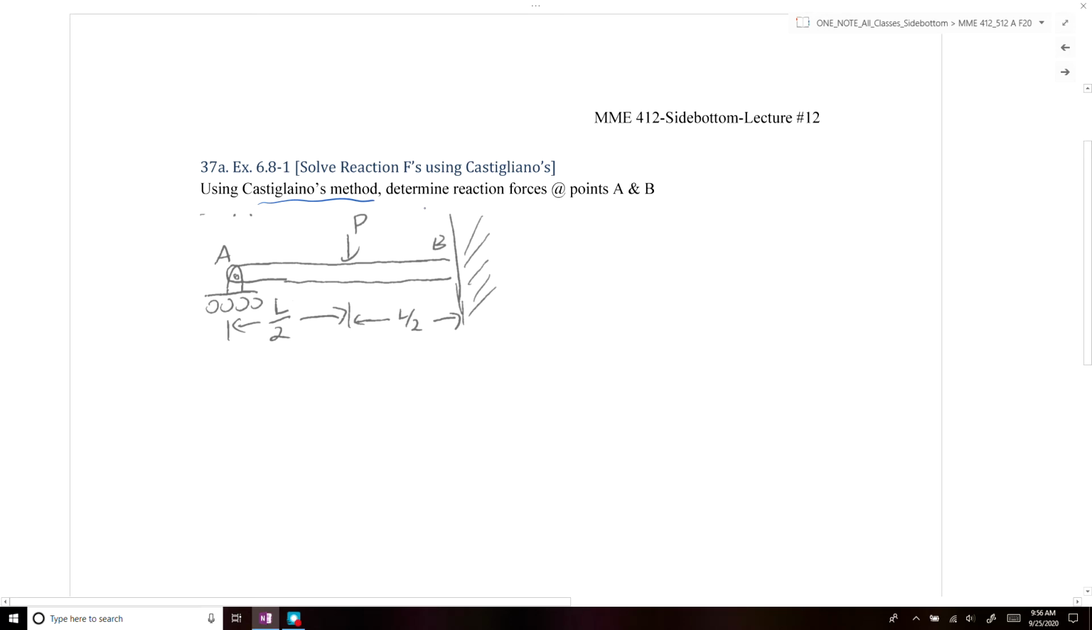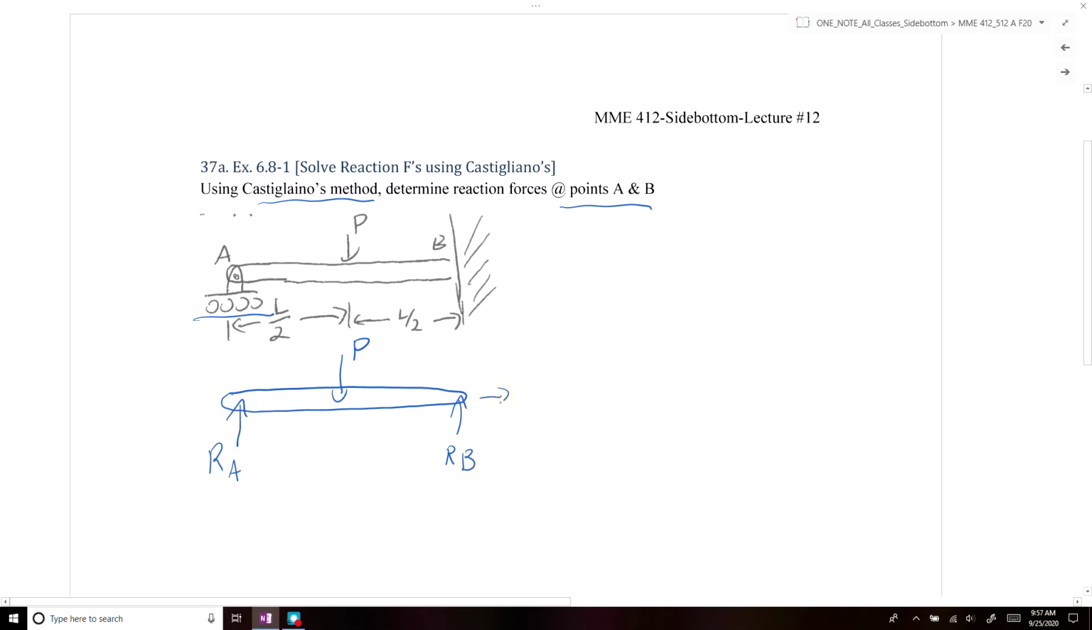In this example problem, we use Castigliano's method to determine all the reaction forces at points A and B. So if we isolate the beam in this problem here, at point A, it has a roller support. For a roller support, we have one reaction force normal to the point of contact. We have our applied load P, and then at our fixed support, we have our reaction force RB.